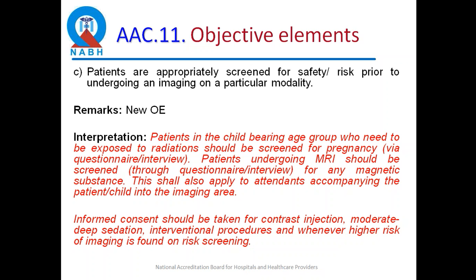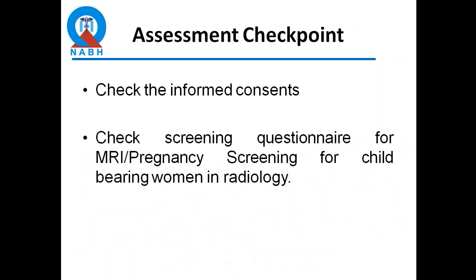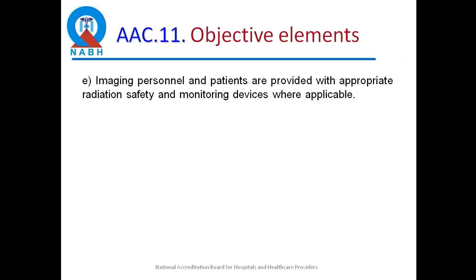And informed consent, the third thing that they've asked, is to make sure informed consent is in place wherever high-risk procedures are being done in the imaging department. So that's what we will check when we go for assessment. So check the informed consents in the radiology department, check the screening questionnaire for MRI and for pregnancy screening for childbearing women in radiology. Do these three things when you go to the radiology department and you have met the requirements.